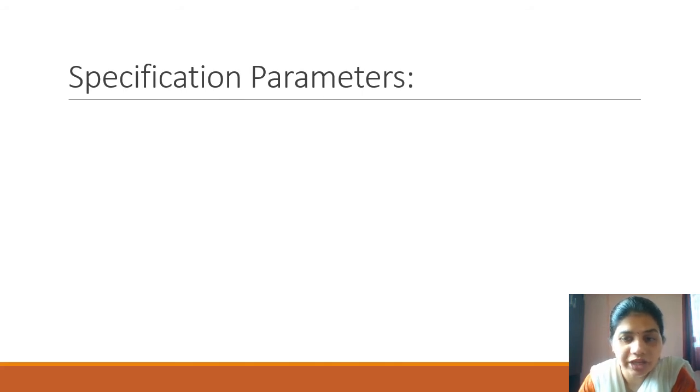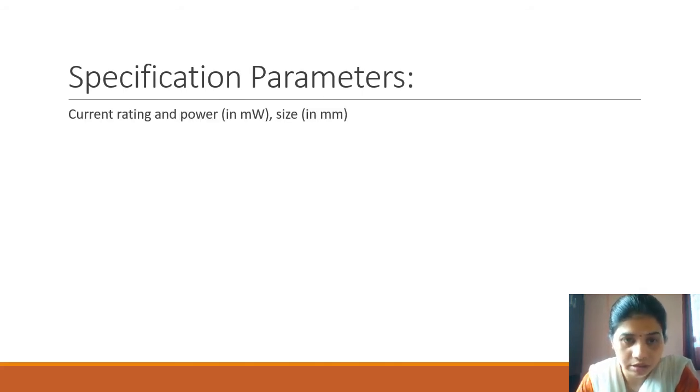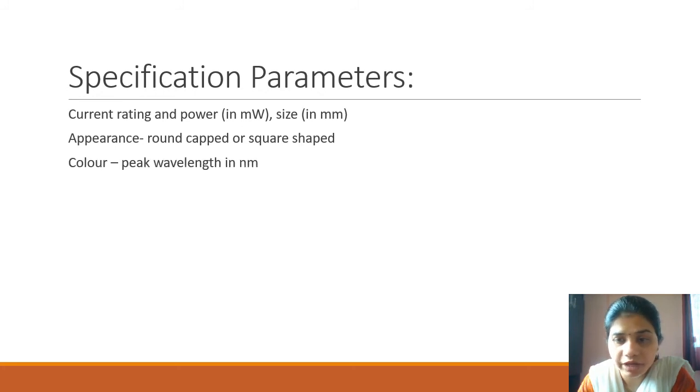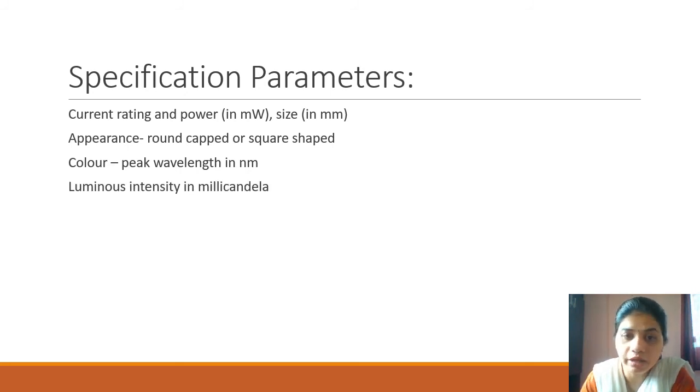Now let us see the specification parameters. Current rating and power in milliwatt, size in millimeter. Milli is nothing but 10 to the power minus 3. Its appearance is round capped or square shaped. Color depends on the material that we are using, and the light is emitted in that color. Its wavelength is in nanometer. Nano means 10 to the power minus 9. Luminous intensity is in millicandela. Candela is the unit of intensity and milli is 10 to the power minus 3.